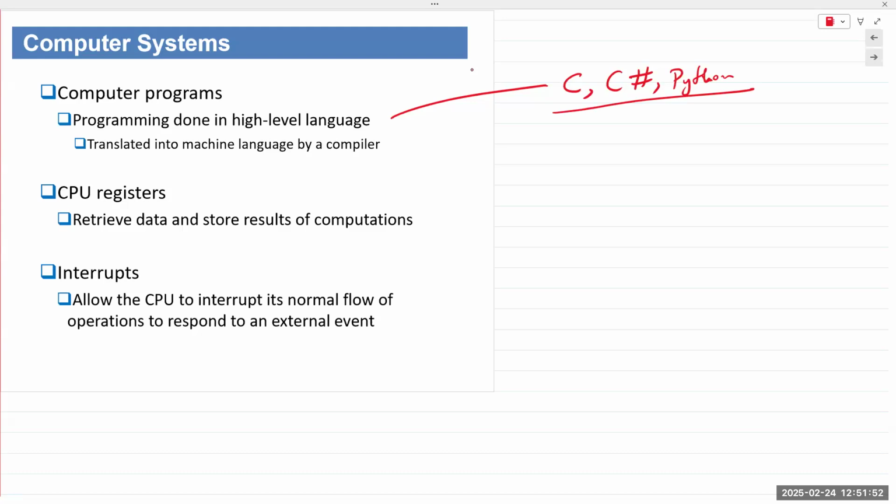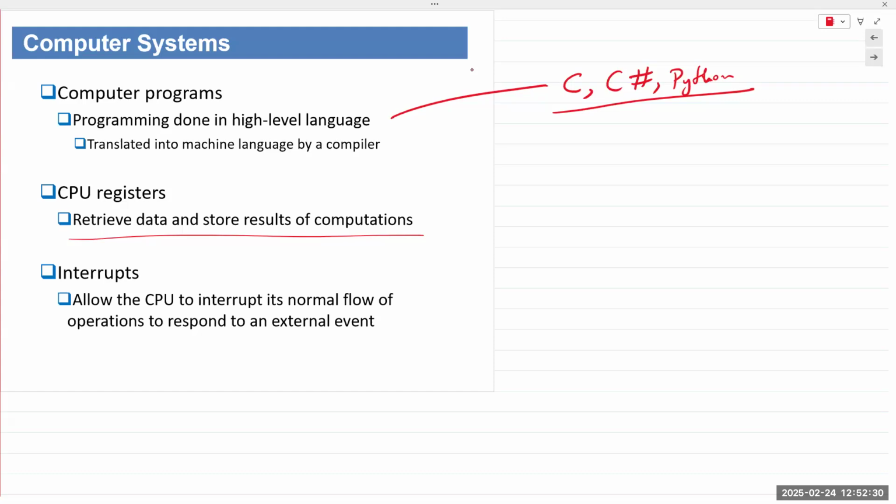CPU registers basically store data, so it retrieves data and stores results of computations. Now CPUs are monitoring an entire system, right? On the previous slide, we saw how CPUs interface with the outside world. Now, when you have multiple such peripherals and sensors connected to a system, how does the processor know what sensor it needs to react to? It does that in two ways. One is known as polling. The other one is known as interrupt.